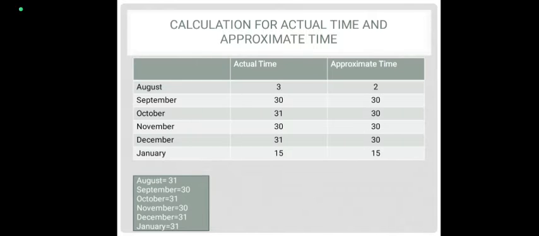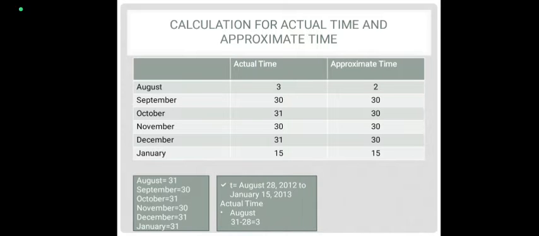this number of days. So August, we have a total of 31 days. September, we have 30, and October we have 31, November we have 30, December we have 31, January we have 31. So we need to stop on January because our problem is only August to January. So this is how I compute the actual time and approximate time.